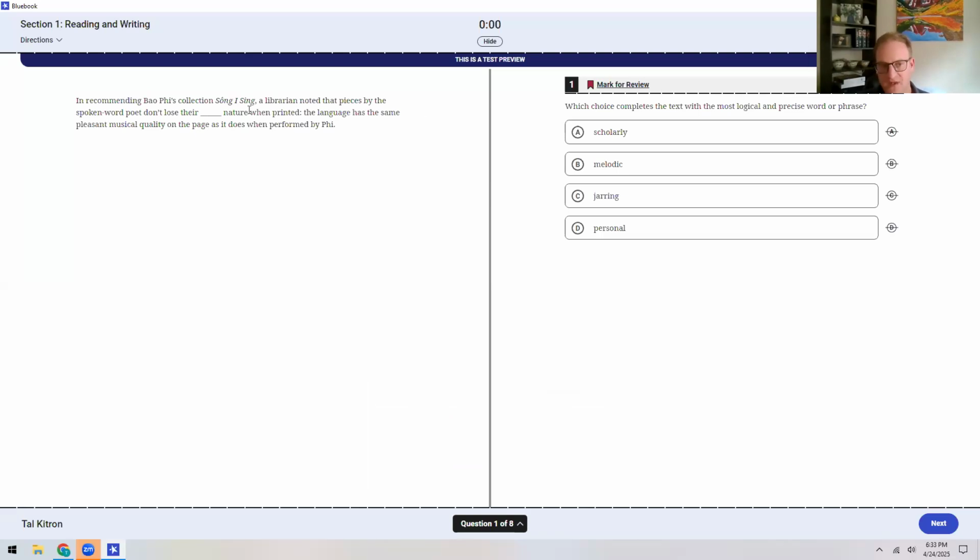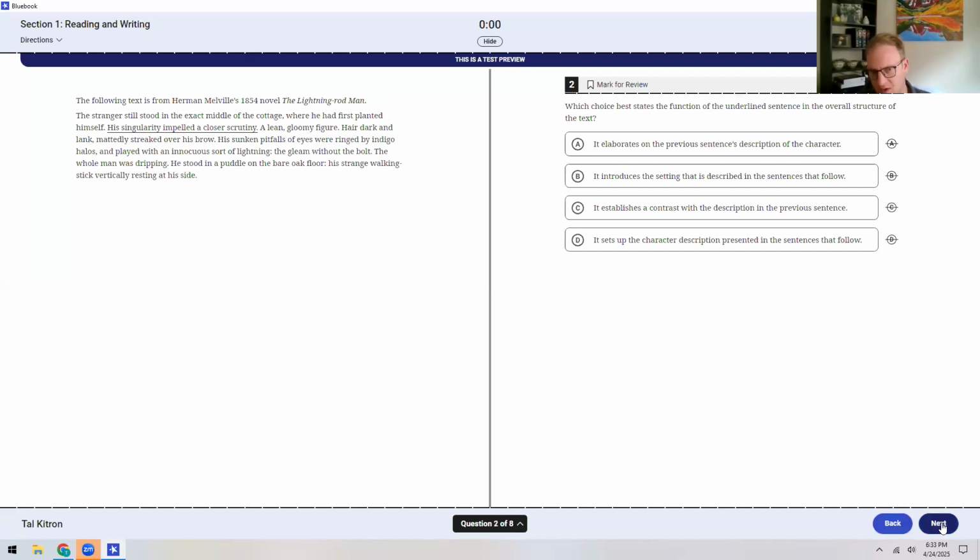So here, if we just tried this: in recommending Baofi's collection Song I Sing, a librarian noted that pieces by the spoken word poet don't lose their blank nature when printed. So something positive. And then a colon, it says the English has the same pleasant musical quality on the page as it does when performed. And a word that means pleasant. So not jarring and not scholarly. And then personal, I don't see enough evidence for. And so melodic: sweet sounding, pleasant musical quality, right? We pick it, you're pretty confident, and move on.